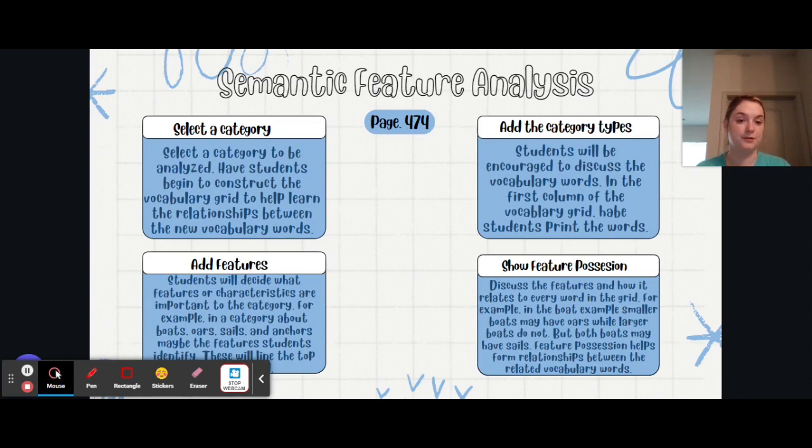Then you want to show feature possession. Discuss the features and how it relates to every word on the grid. For example, in the boat example, smaller boats may have oars while larger boats do not have oars. So they would get marked for having oars. Larger boats would have a mark for not having them. They have a different mark. But both boats may have sails, so they'd both receive that mark and they'd be categorized as similar because they both have sails. Feature possession helps form relationships between related vocabulary words, but also shows how they are separate from one another.